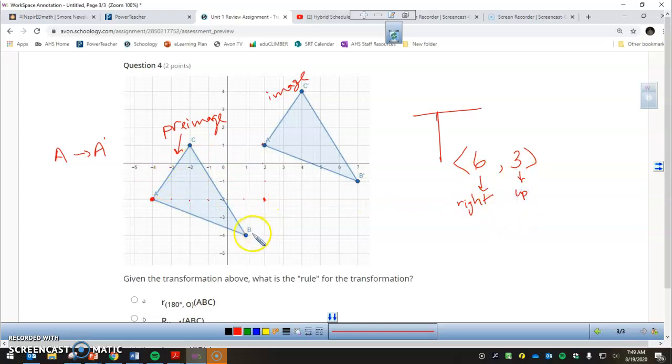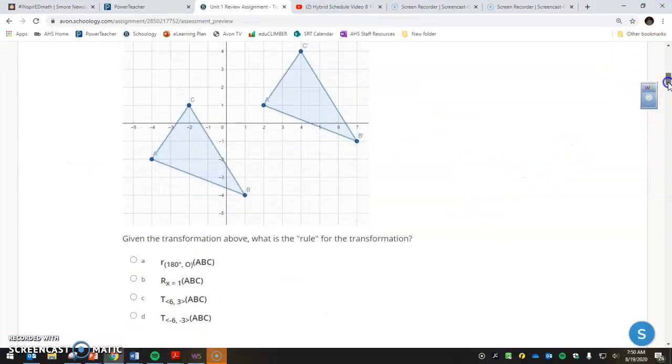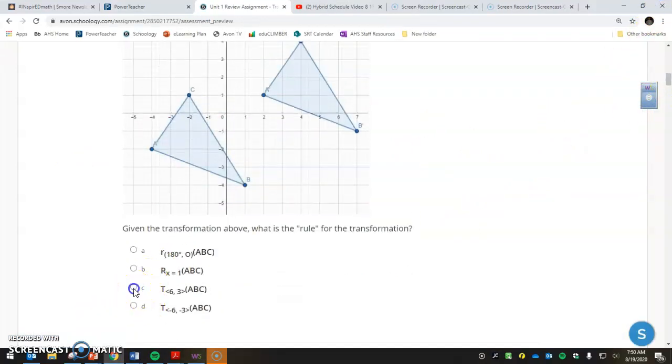And we could check for all the other points. So B to B prime would be right 1, 2, 3, 4, 5, 6, up 1, 2, 3. So that rule works for B. We could check with C as well. So C would be 1, 2, 3, 4, 5, 6, 1, 2, 3. So again, the rule is consistent. So that means that my answer is C, translation of 6, 3.